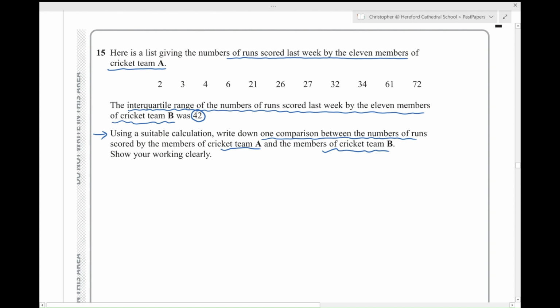Right, well, we've already been told the interquartile range for cricket team B, so let's work out the interquartile range for cricket team A. Now, there are 11 players, so the middle one is the sixth, so that's the median. So the interquartile range, if I split the first half in half and the second half in half, the interquartile range for team A is 34 take away 4 is 30.